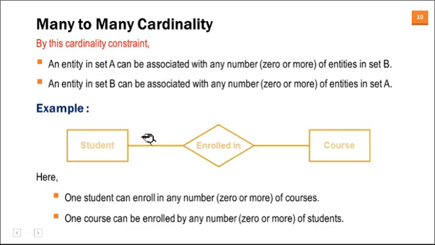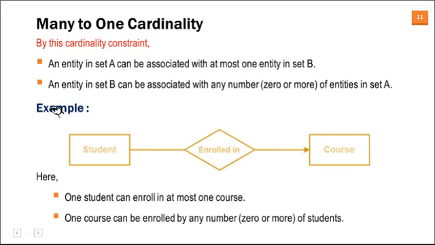This will be shown by a many-to-many relationship. Here I can mention M to M relationship. Next one is my many-to-one relationship.